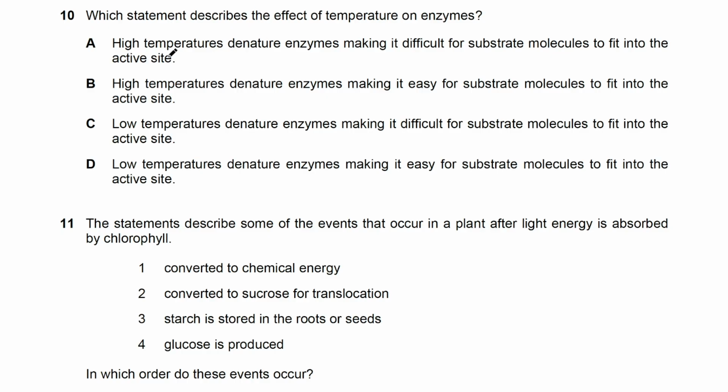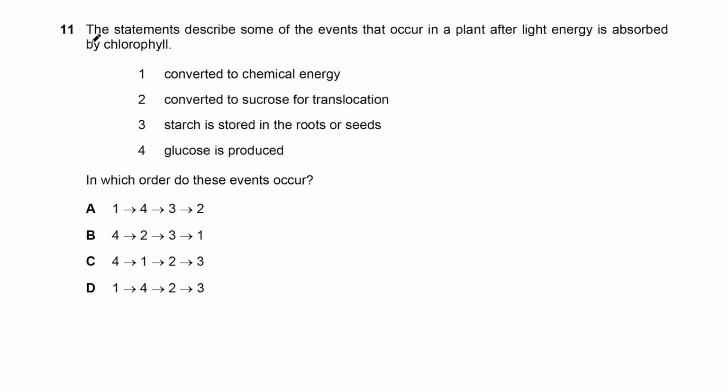Let's read the options. A. High temperatures denature enzymes, making it difficult for substrate molecules to fit into the active site. This is right 100%, but let's read the rest. B. High temperatures denature enzymes, making it easy for substrate. How is it easy? This is wrong, so B is wrong. C. Low temperature never denature. Also, this is wrong. D. Low temperatures denature. Also, this is wrong. So directly we will circle A.